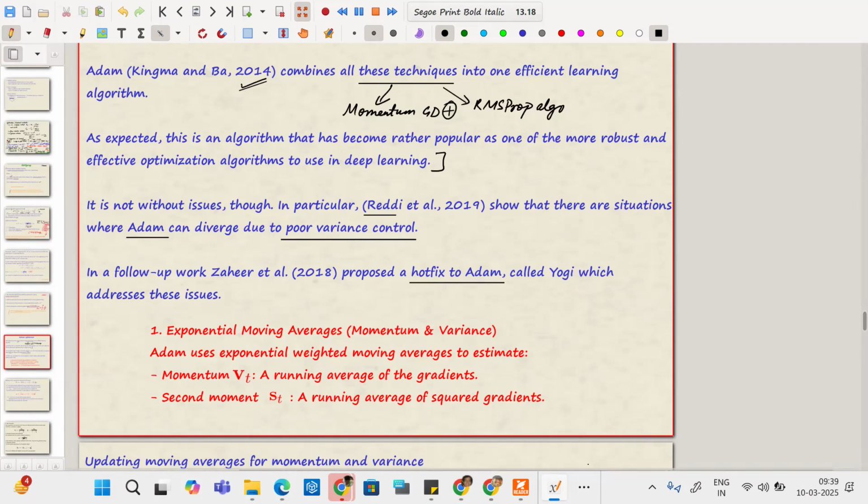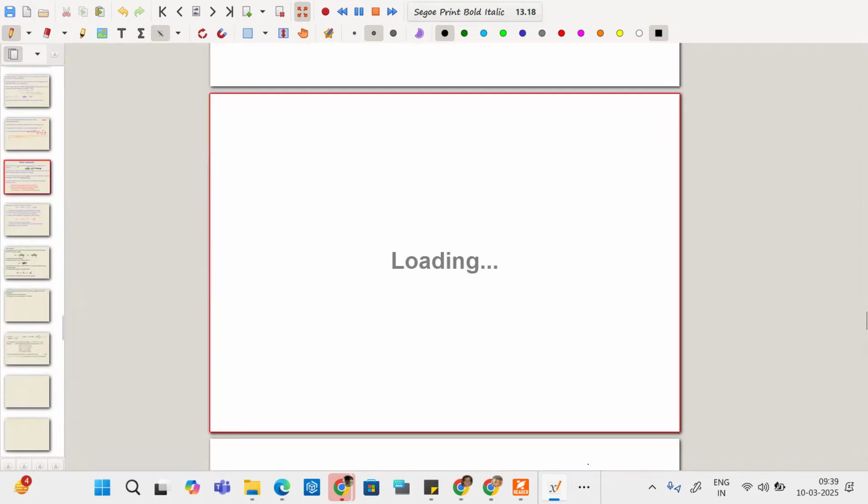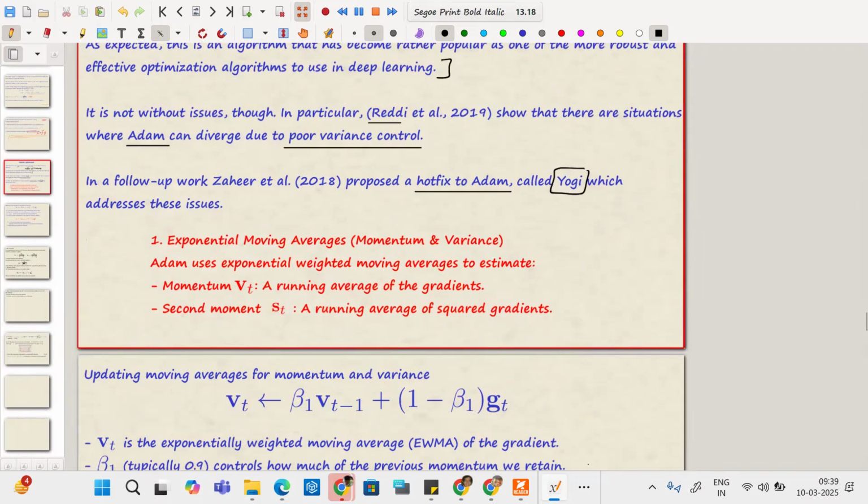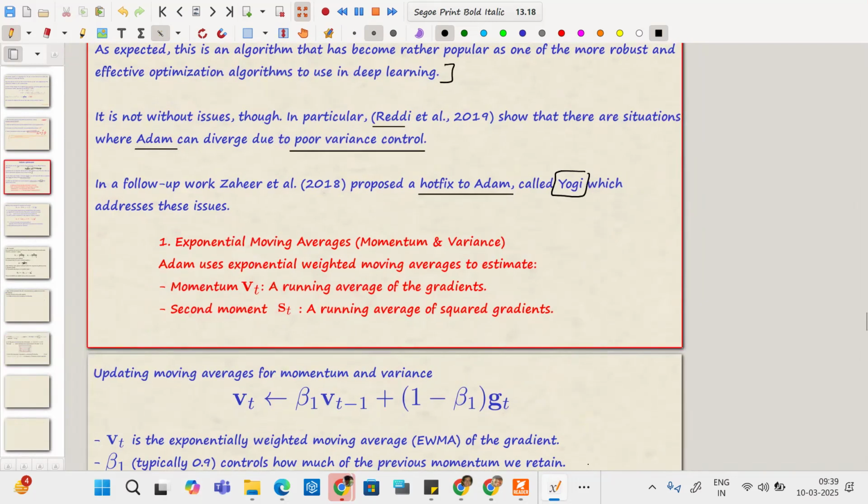Another algorithm came up known as Yogi. I will not cover this. If possible, I will just make a class by myself and share it with you. Yogi is nothing far different, just a minor adjustment to Adam optimizer. To address these issues, what Adam optimizer does is the most important part.